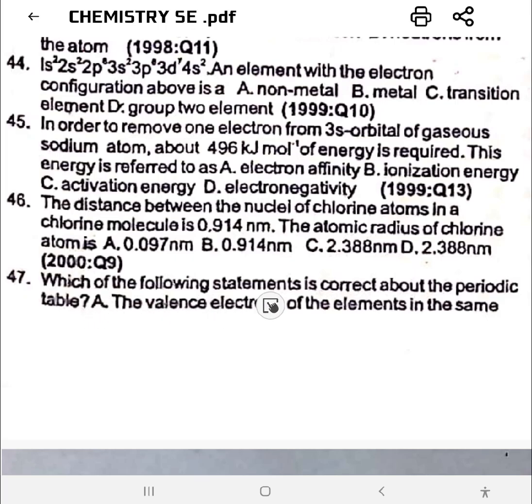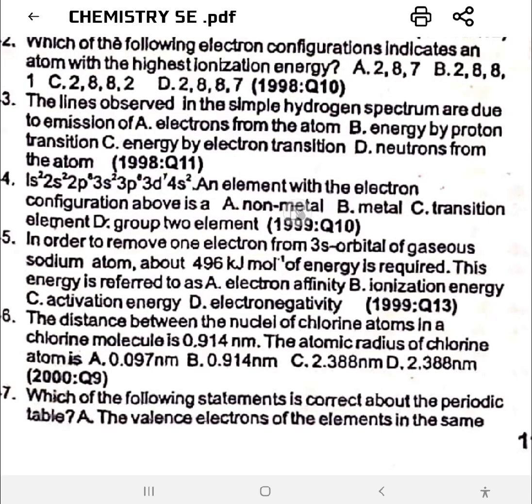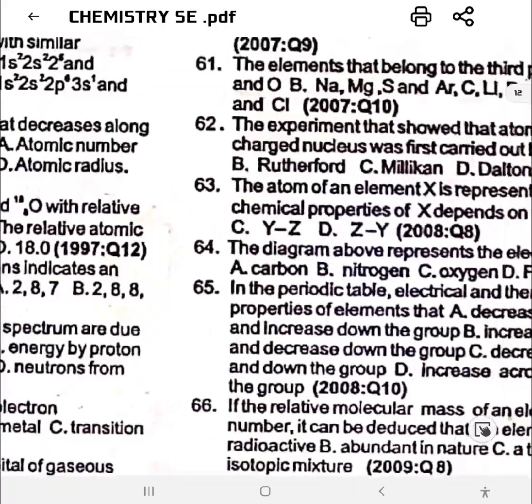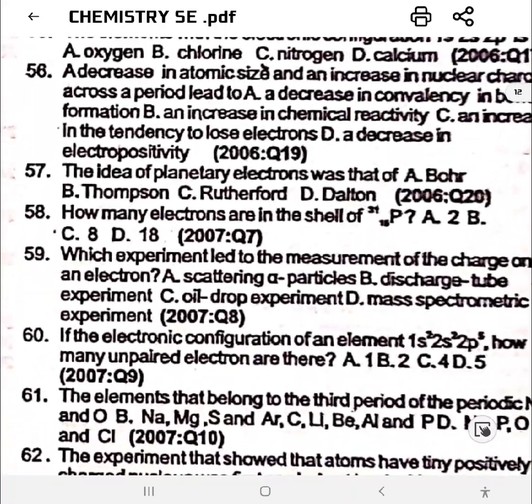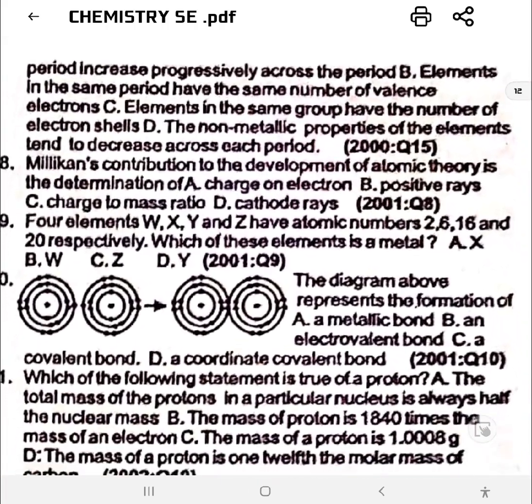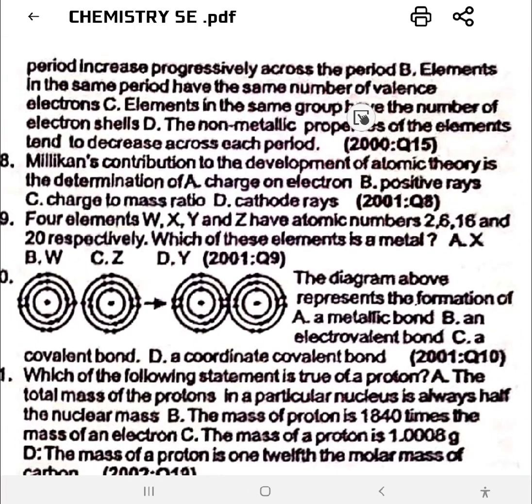47. Which of the following statements is correct about the periodic table? The valence electrons of elements in the same group are the same. Option A is the correct answer actually. So we said 47 is option A. The valence electrons of the elements in the same period increase progressively across the period.